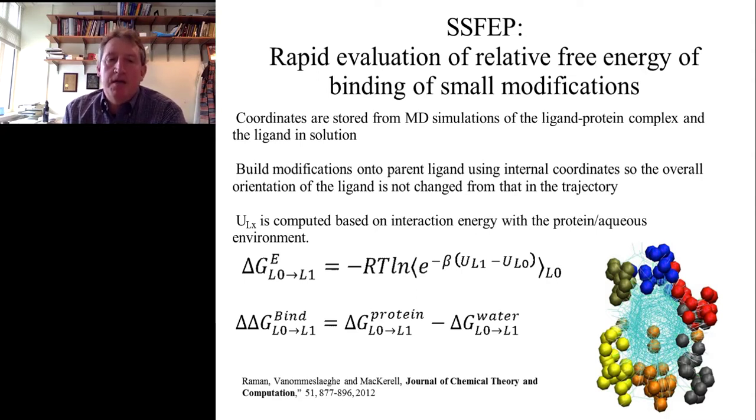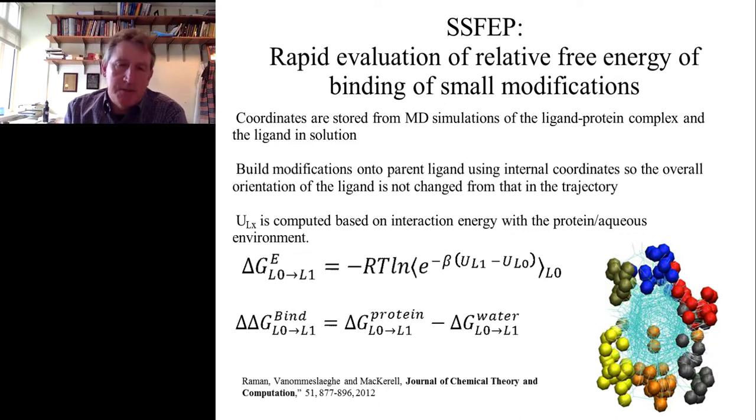We then apply the exponential formula, which we see there, RT log, and then we see our angular brackets, to get the free energy difference in the presence of the enzyme or protein, as well as in water alone. Then we take the difference in the free energy in the presence of the protein, subtract that for the ligand in water alone, and then we get the change in the binding affinity. And again, we can do this quite quickly, and we can do it for large numbers of modifications quite rapidly.